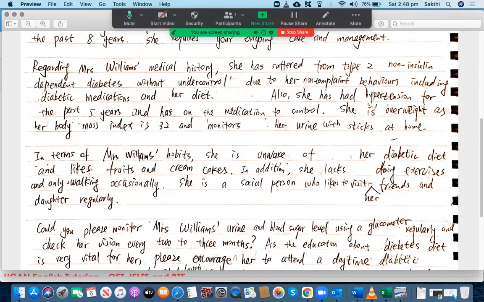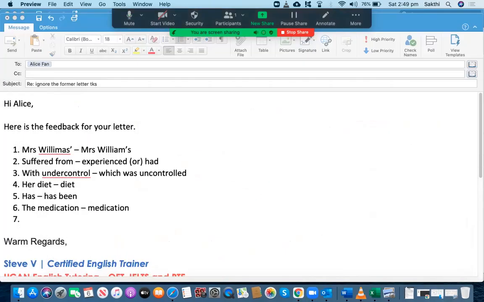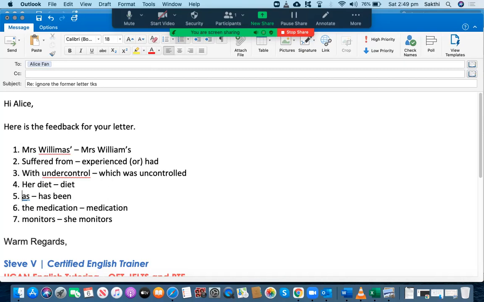"She is overweight as her body mass index is 32 and monitors her urine with the sticks at home." Okay, when you write down "she is overweight," we have to use a similar kind of structure in the next part of the same sentence as well. But she used a verb plus s here. It's not good. Okay. All right. So what you could have done is "she is overweight" and "she monitors." Okay, that would have been much better. All right. Okay, let's go to the next one.